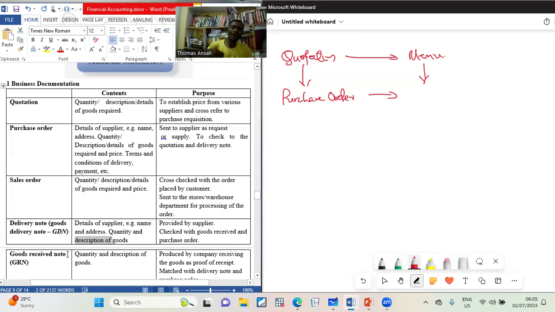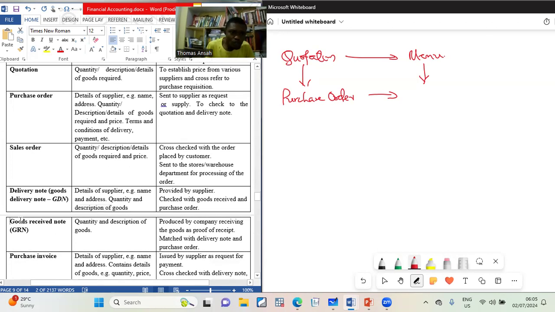It will come with the delivery that the supplier is making, the vehicle that they used. Sometimes we call it the waybill. So we are talking about the goods delivery note or the waybill. It will come with it. So once you have received the goods, so this is it.